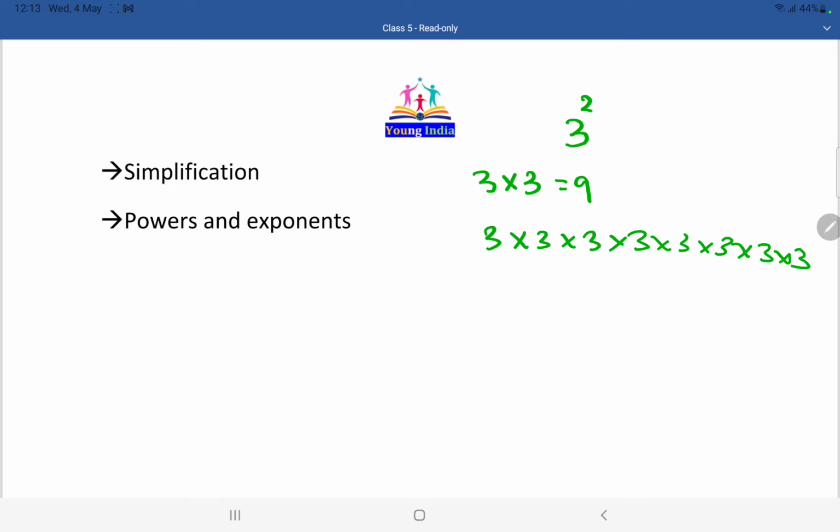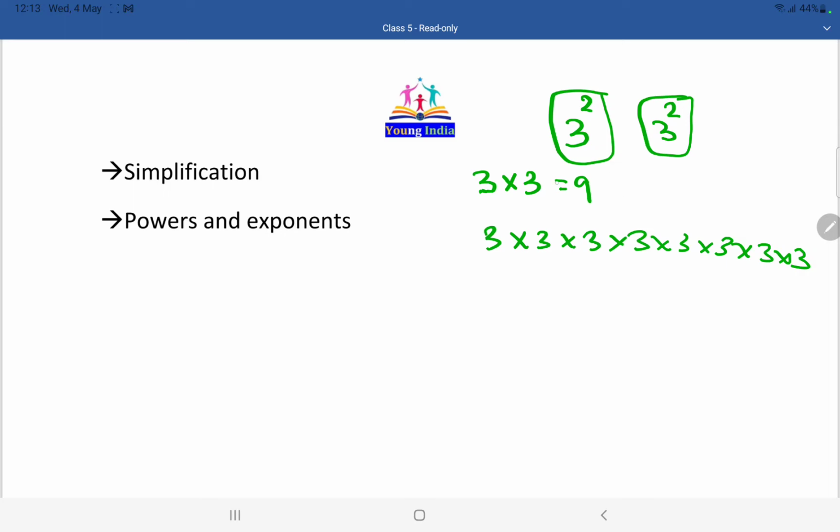So 3 square. Okay, once again I am telling you why. 3 is there. 3 is multiplying, right? That's why I am writing 3. How many times is it multiplying? 1 time, 2 times. So 3 is multiplying with itself for 2 times. That's why I can write 3, which is the number that is multiplying with itself, and how many times? For 2 times. This is how we will represent it.